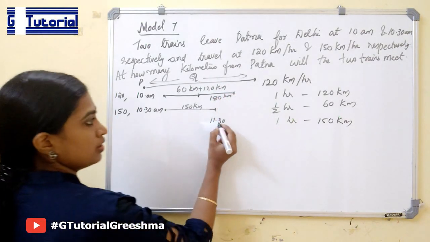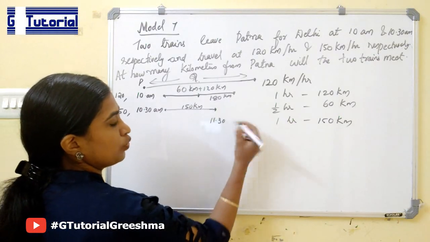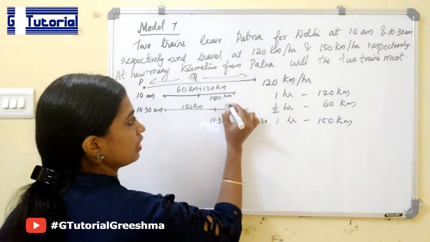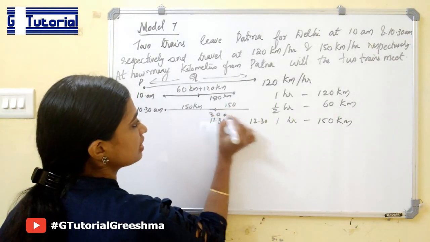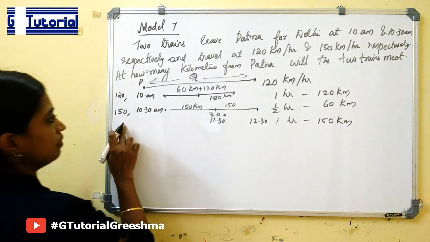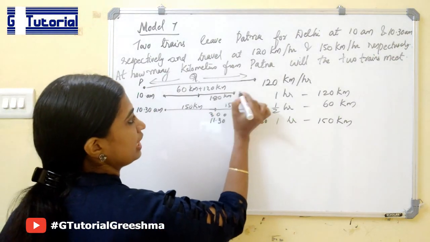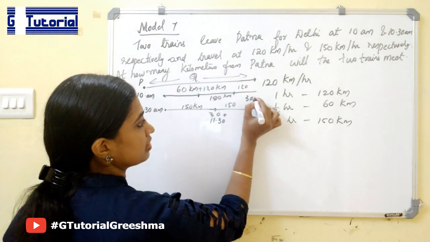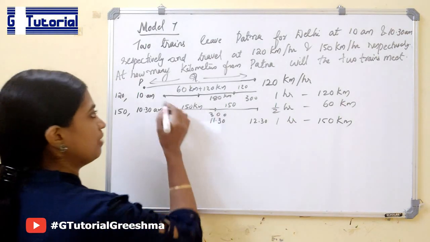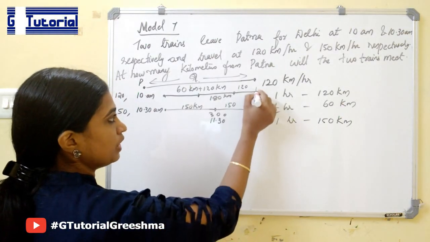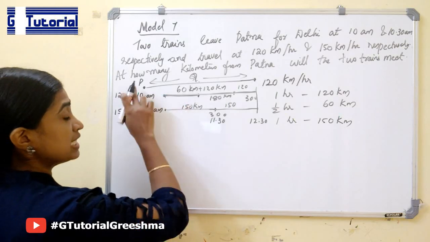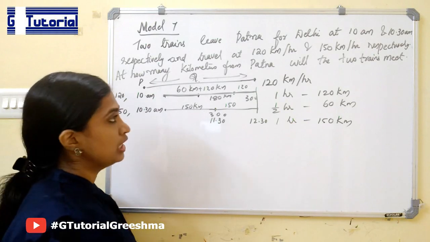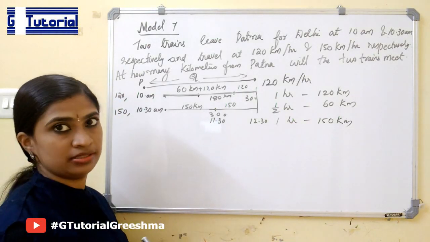Then at 12:30 that is after 1 more hour, 150 plus 150. That is, this train will be 300 km from Patna, and this train will be 180 plus 120, which is again 300. So they are at the same distance from Patna. So the distance from Patna at the meeting point of these two trains is 300. This is the trial and error method.